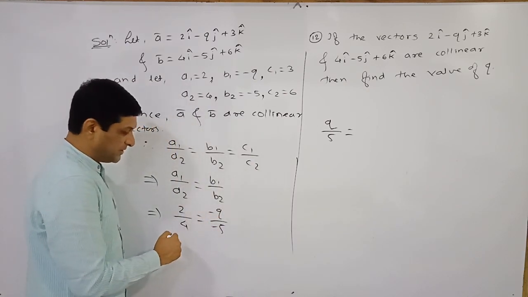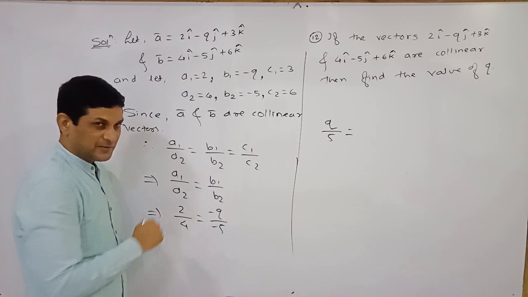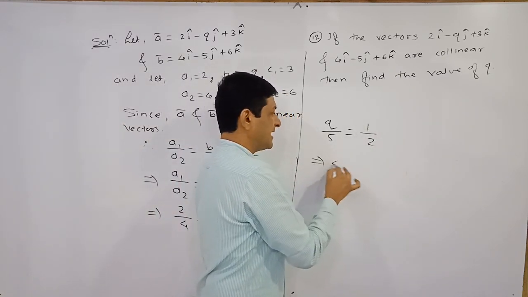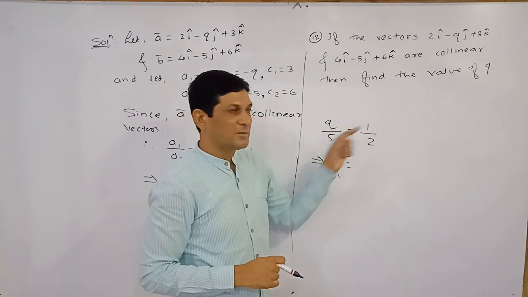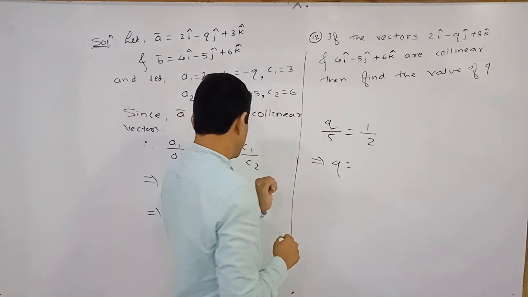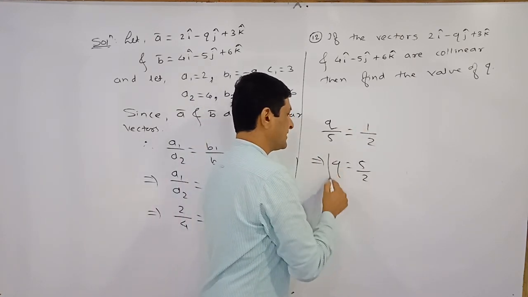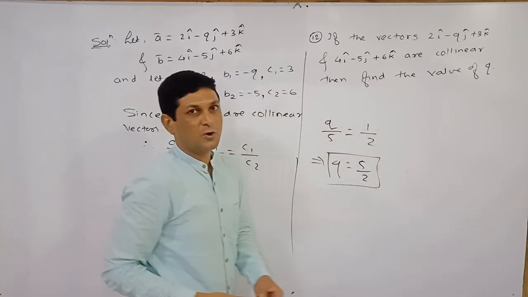2 by 4 can be written as 1 by 2. Both numbers are divisible by what? 2. So it can be written as 1 by 2. So this implies that q equals, 5 gets multiplied on this side. What do we get here? 5 ones are 5. So in this way we have got our required value q. q is equal to how much?